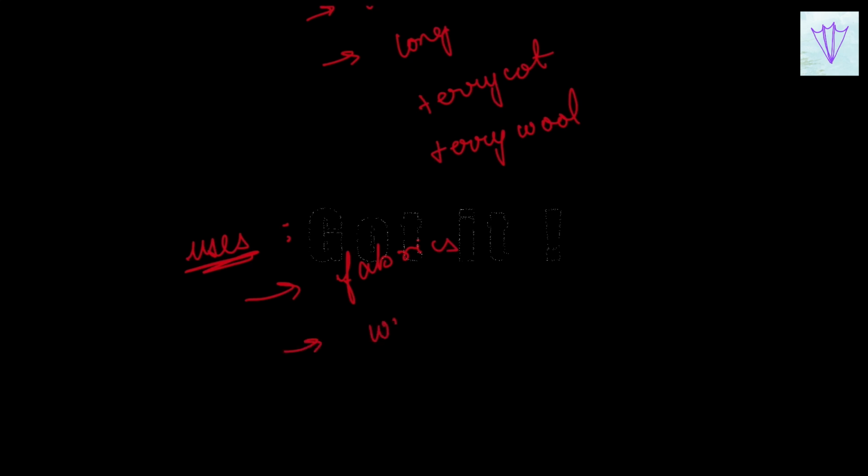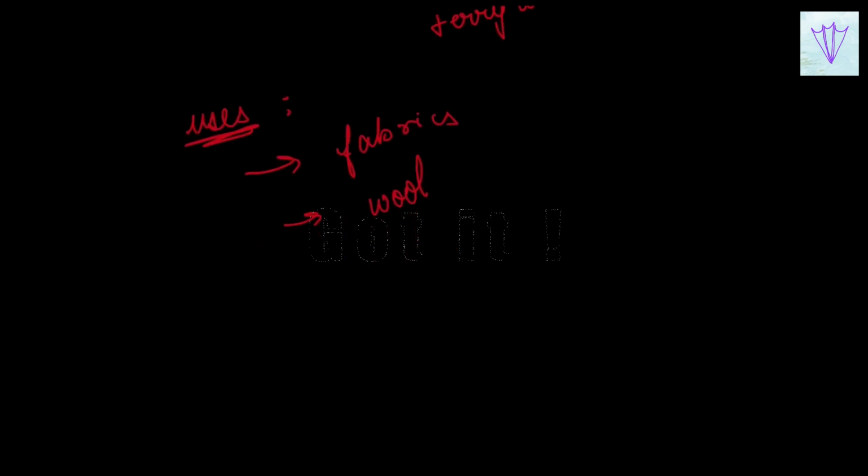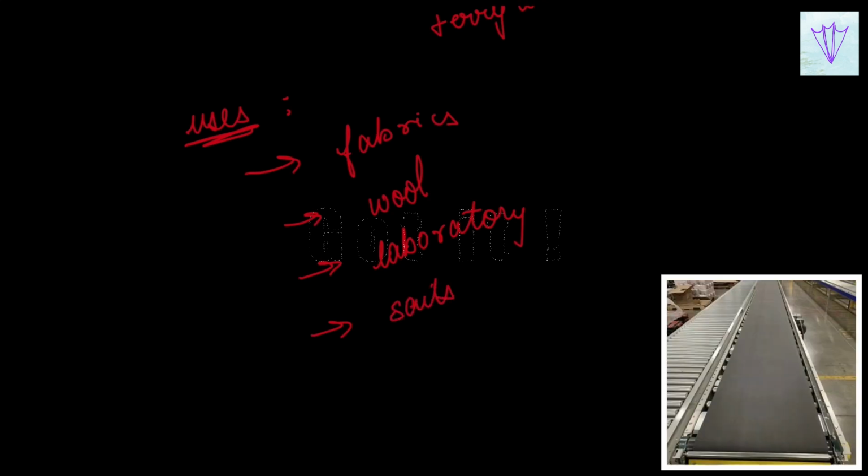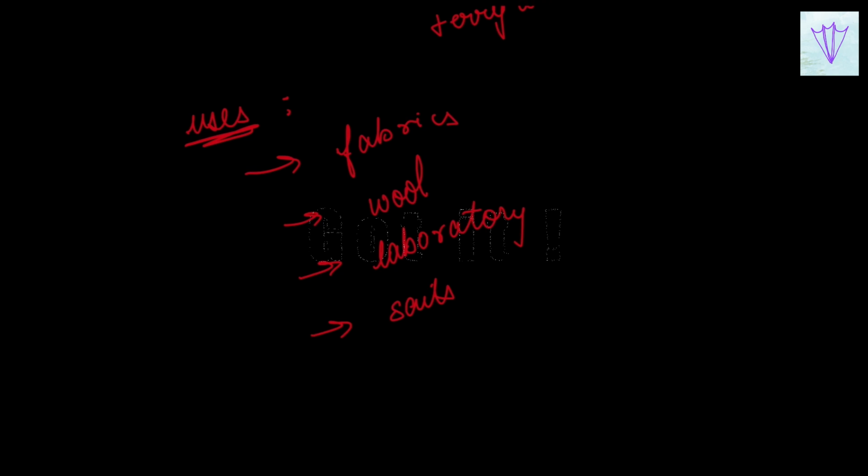Due to its wool-like texture, it is used for making suits and trousers, but due to its low elasticity, it is not used for making ladies' stockings. And being chemical resistant, it is used to make laboratory clothes like lab aprons, and is used to make sails for boats and conveyor belts. And esters are the chemicals which have a fruity smell.